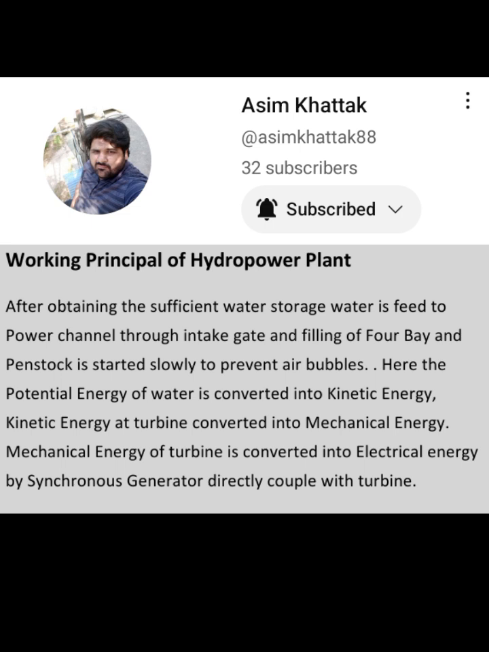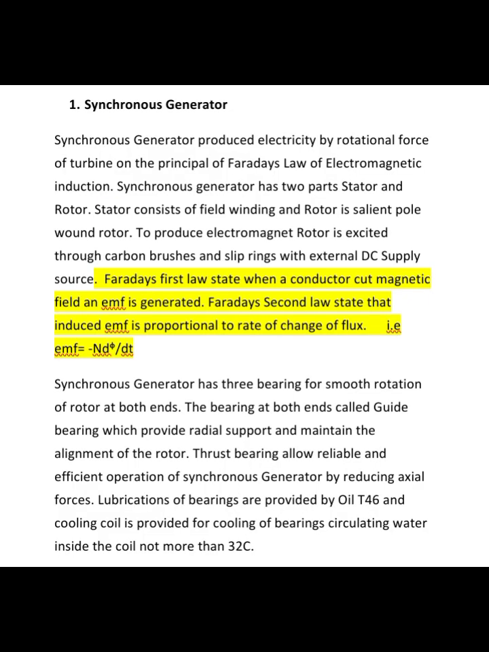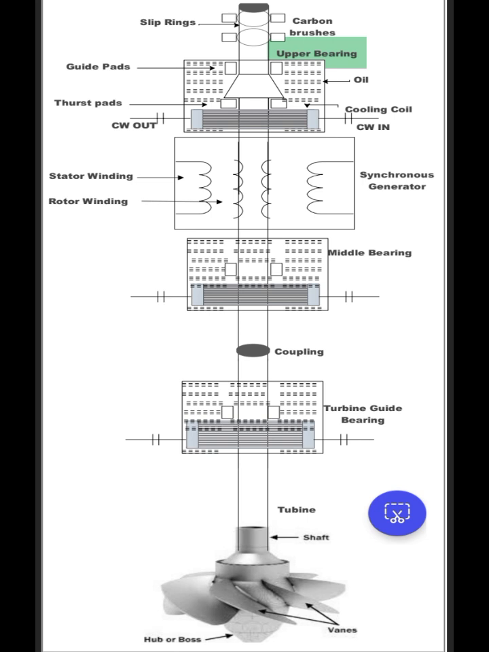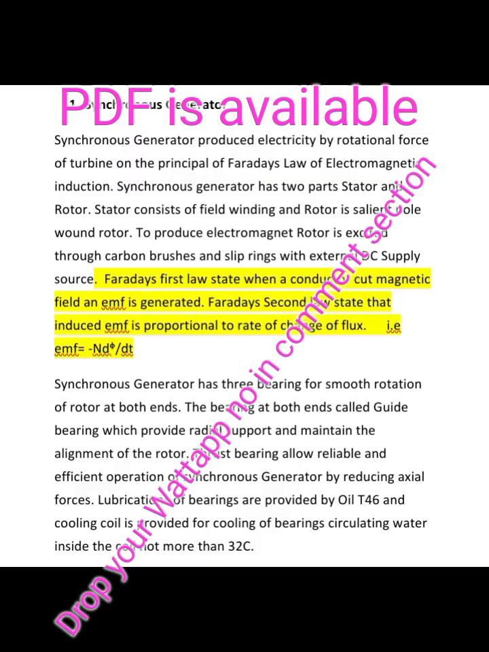Equipment of hydropower plant 1. Synchronous generator. The synchronous generator produces electricity by the rotational force of the turbine on the principle of Faraday's law of electromagnetic induction. It has two parts, stator and rotor. The stator consists of field winding and the rotor is a salient pole wound rotor. To produce an electromagnet, the rotor is excited through carbon brushes and slip rings with an external DC supply source.